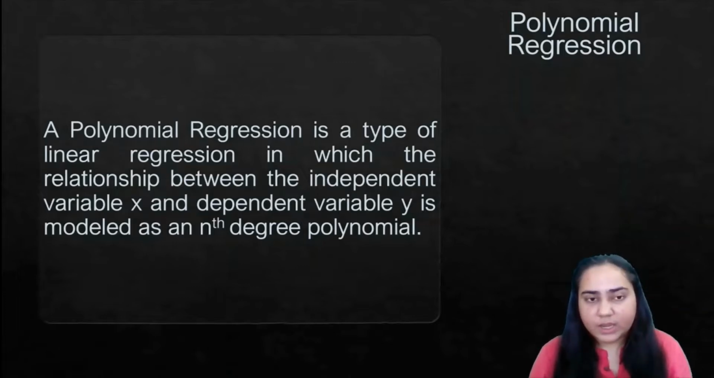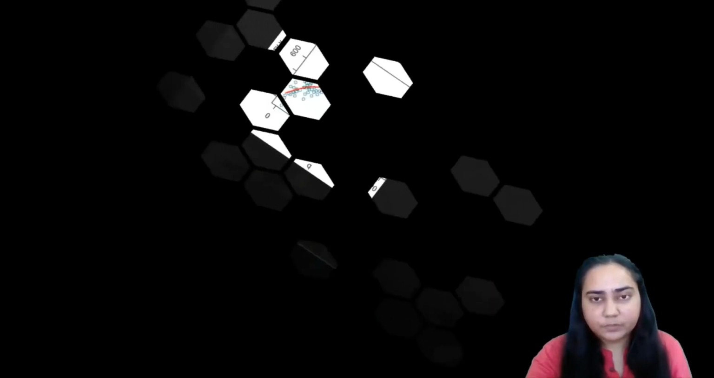So what is an nth degree polynomial? We're going to see that now. But why do we need it? We need it mainly when we cannot fit our data with a 1 degree polynomial, where the data does not fit on one single line, and you might want to have curves in your line. So that's where we use a polynomial regression.